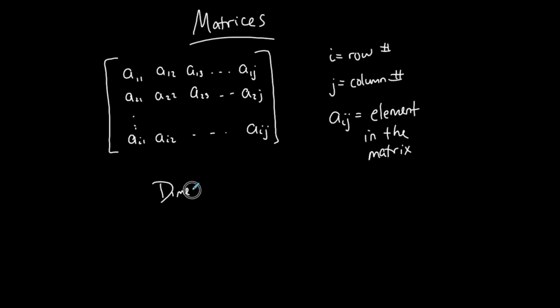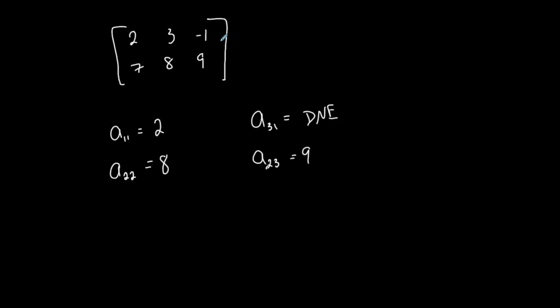Now, what we call the dimension of a matrix. The dimensions of a matrix is basically I cross J. So again, how many rows by how many columns? So if I look at this particular matrix and I want to find the dimension of this matrix, I would say, so how many rows does it have? 2 rows and 3 columns. It's a 2 by 3 matrix. So the dimension of this matrix is 2 by 3.